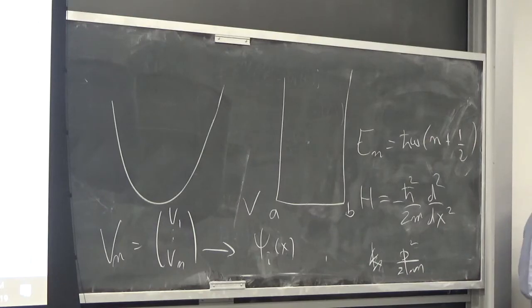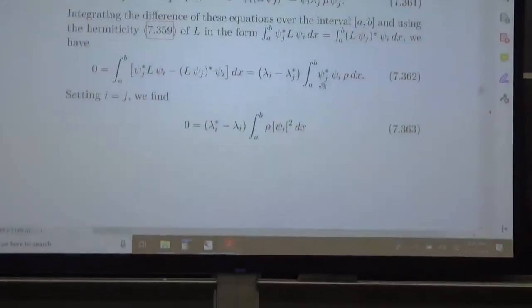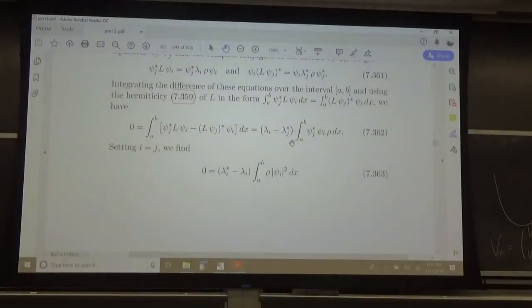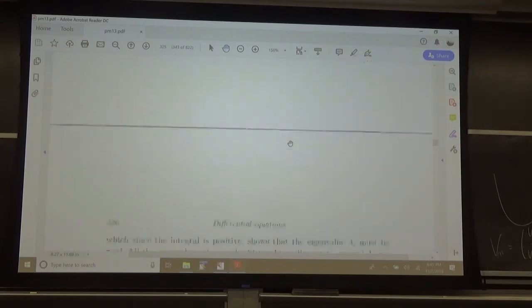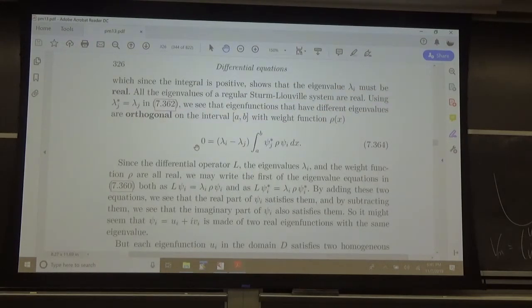Once we know that they're real, we can rewrite this equation. We've got 0 over there, but now psi j is real, so we just have psi i minus psi j. We get this equation. So now if the eigenvalues are different, then this term is non-zero, and we get that the eigenfunctions are orthogonal. And so we know then that if we have a regular Sturm-Liouville system, the eigenvalues are real and the eigenfunctions are orthogonal, at least when the eigenvalues are different.